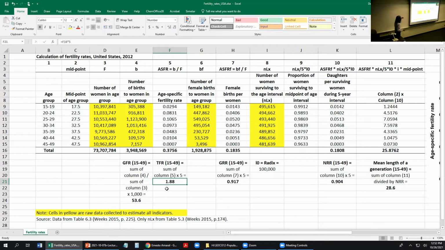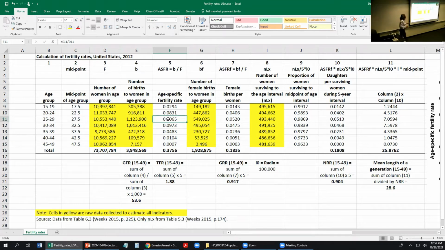Because I remember, women who back in 2012 were 22, 24, they had these chances here of having children. But 5 years later, in 2017, that is not going to be their chances of having children. It's going to be a different one. This cohort of women has another chance of having children, another age-specific fertility rate when they reach the ages of 25 and 29. So the interpretation of the total fertility rate is related to this hypothetical cohort.